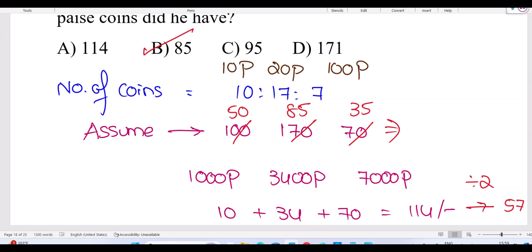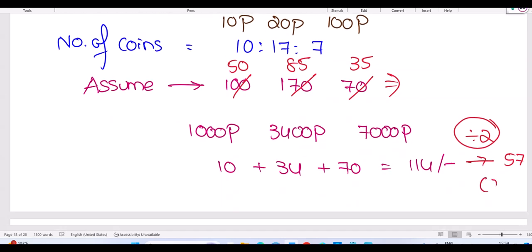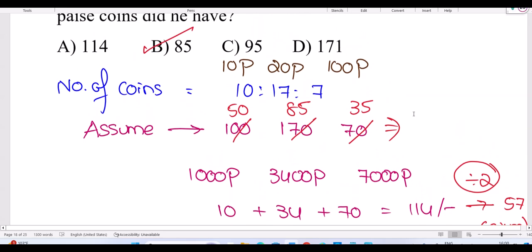Why are we dividing by 2? They gave in the question that the amount in the bag is 57. This is given. My assumption is giving more amount. But they said less, means I have to divide. Don't subtract. Division or multiplication only we have to do. That's why I said assumption. Only division, multiplication, ratio, percentage, that only you can do. Divide it by 2. Okay.